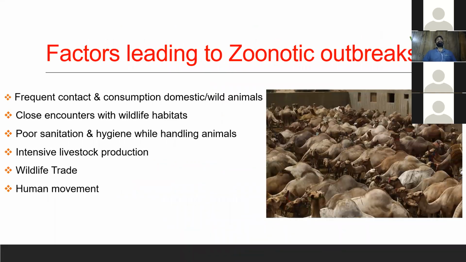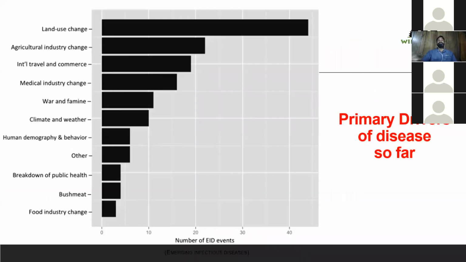There are certain factors also leading to zoonotic outbreaks: frequent contact and consumption of domestic or wild animals, close encounters with wildlife habitats, poor sanitation and hygiene while handling animals, intensive livestock production, wildlife trade, and human movement. I'll talk about human movement in a following slide with a better image.